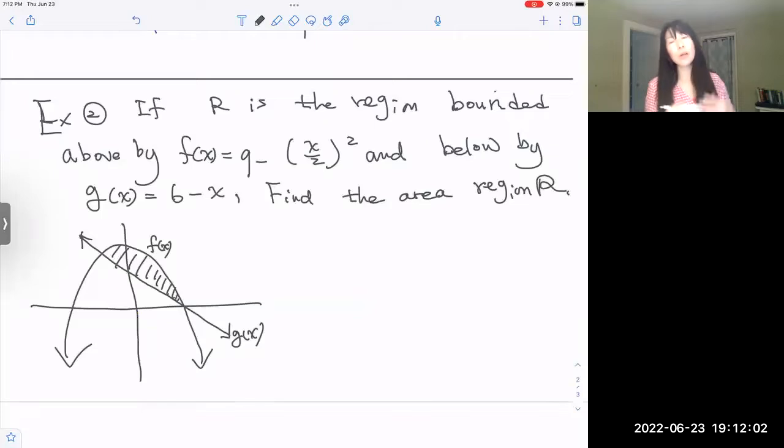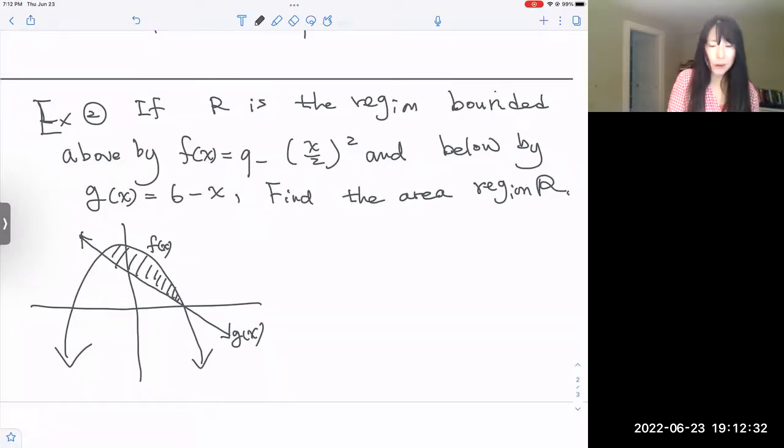All right. In this case, they don't give us the interval, right? Where to where we have to integrate, where we want to find the area. Then, does anyone have an idea? Oh yeah, you make each side of the equation equal, like 9 minus x squared over 4 equals 6 minus x. Very good.